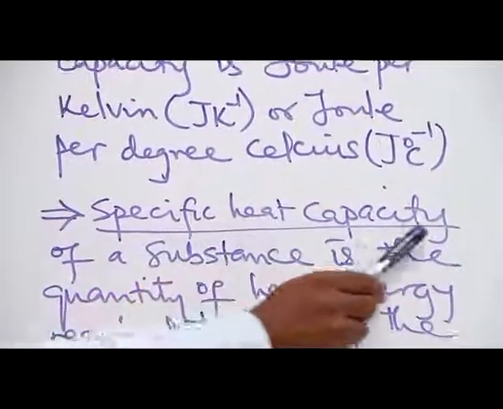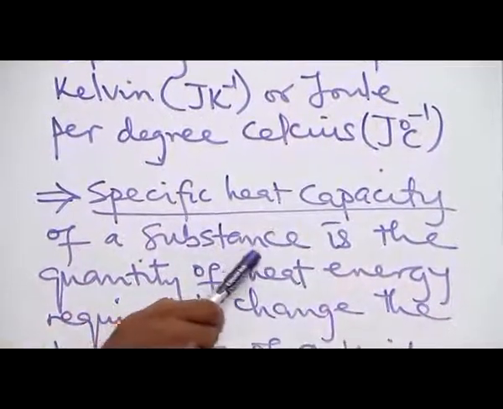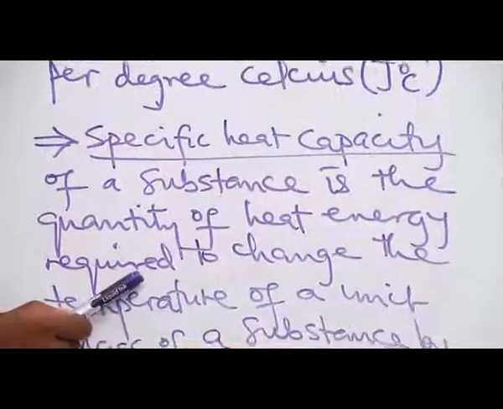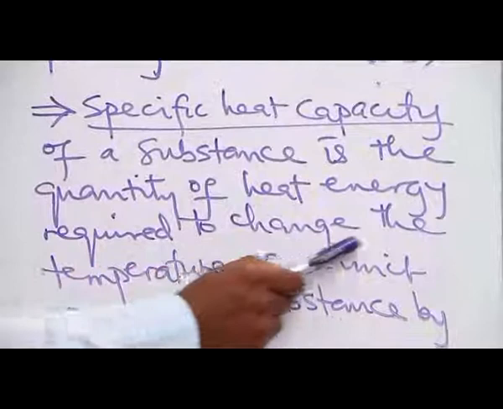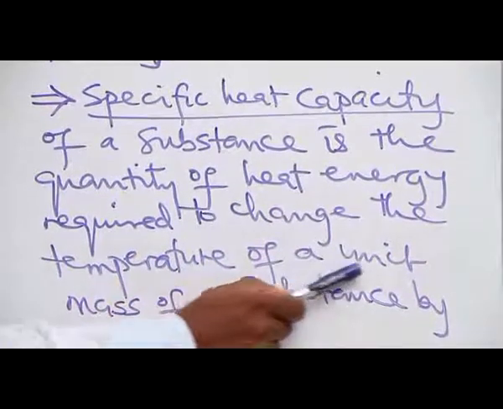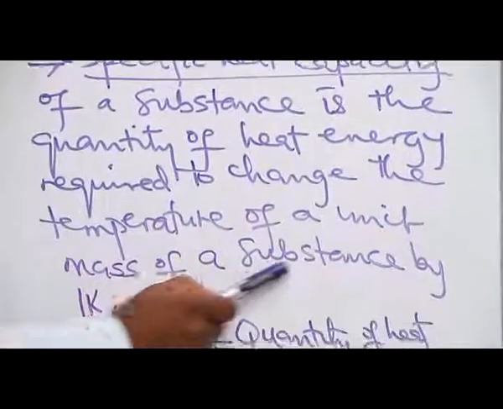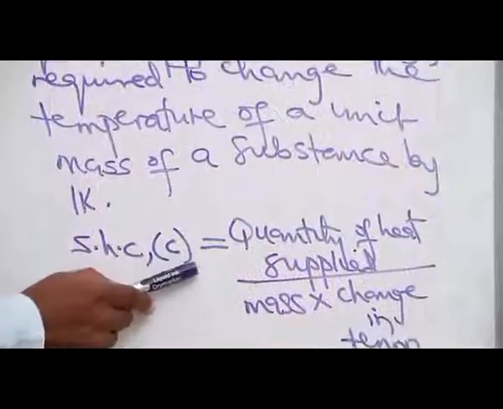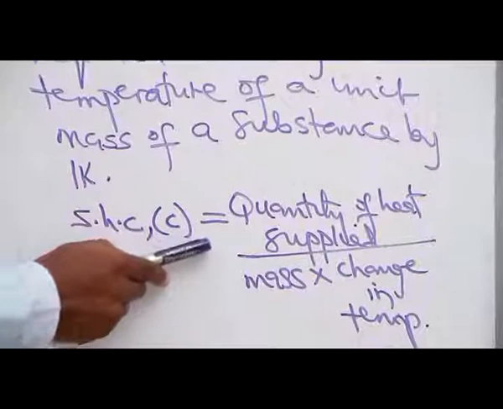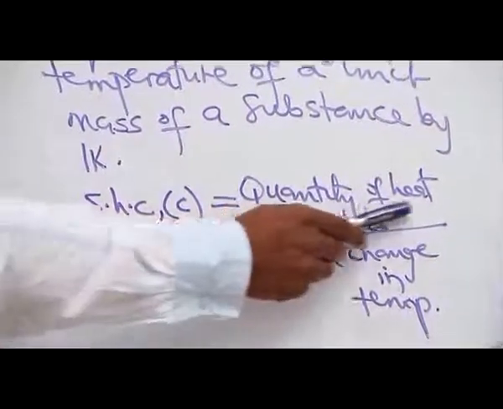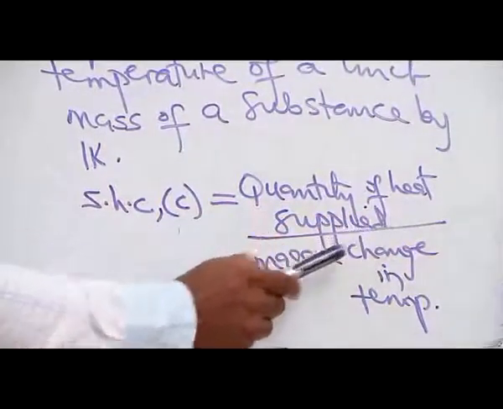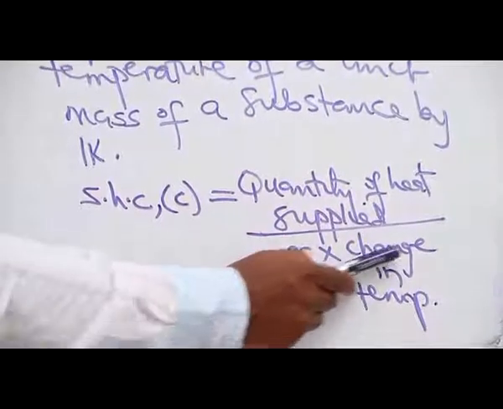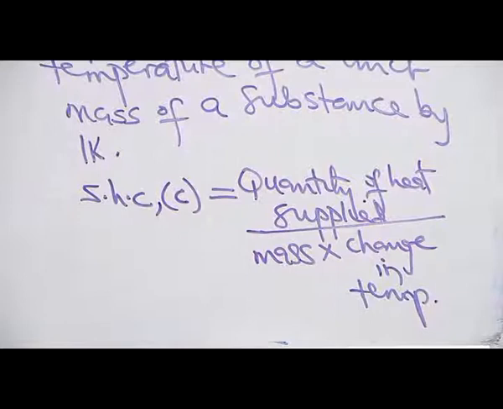Specific heat capacity of a substance is the quantity of heat energy required to change the temperature of a unit mass of the substance by 1 Kelvin. Specific heat capacity, represented by small letter c, is equal to the quantity of heat supplied divided by the mass of the substance times the change in temperature.